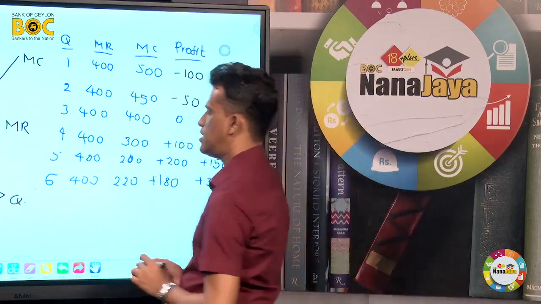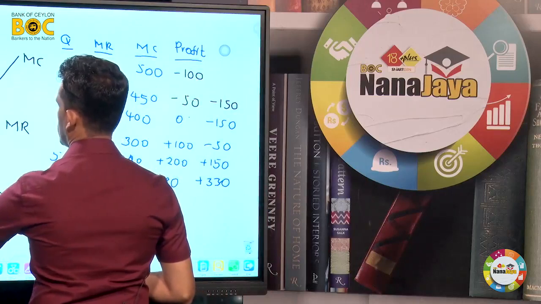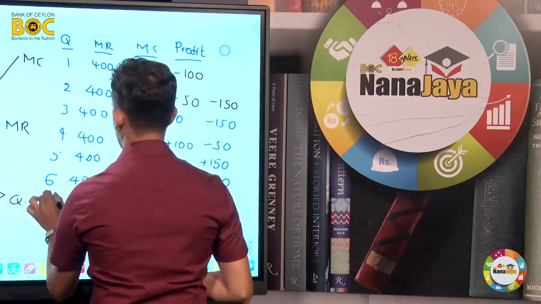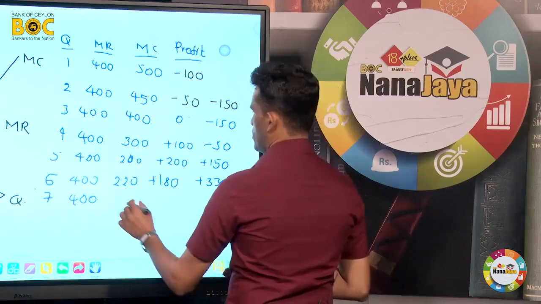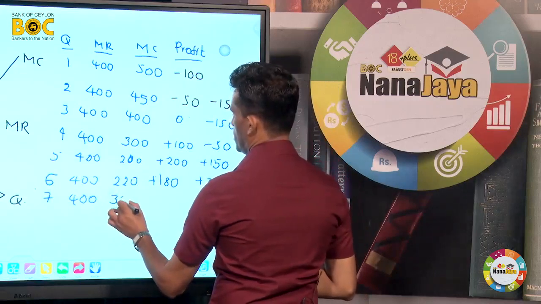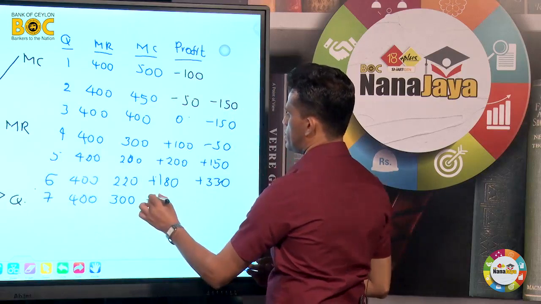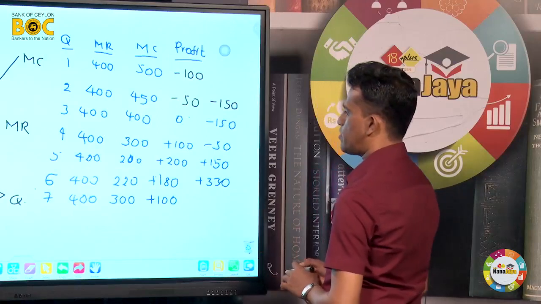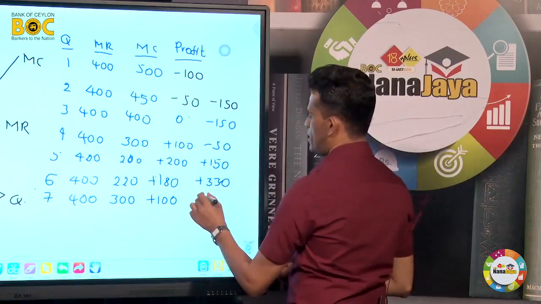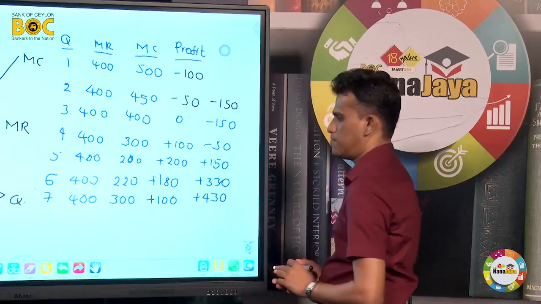And now we will say this firm is producing the 7th unit. Marginal revenue is again 400, and the marginal cost of producing the 7th unit is 300. Therefore, the firm makes a profit of rupees 100 by producing that respective unit. And when that profit is added to the previously accumulated profit, the total profit goes up to 430.